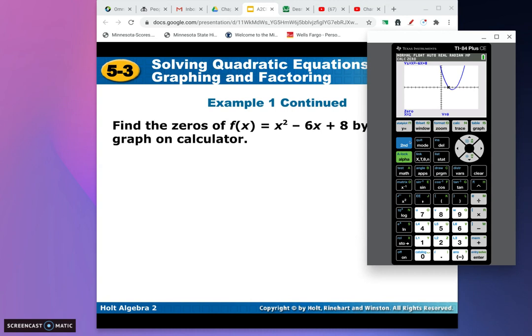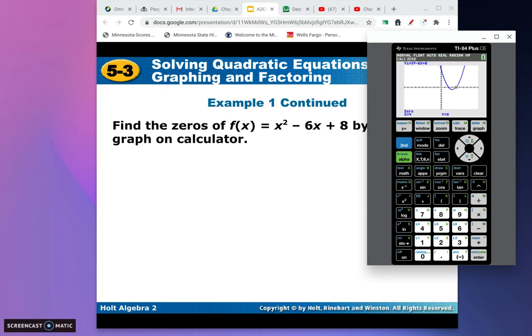Now we go through that same process again. We hit second, calc, and then we're going to find the zero. And this time left bound, we're going to try to find this zero right here. So that's on the left side of it. That's left bound. And then right bound, we're going to scroll over. Anywhere on the right side of it is fine. Hit enter. You don't need to guess. It's right there. There it is. It's 4. So as you can see, Desmos kind of is quite a bit easier.